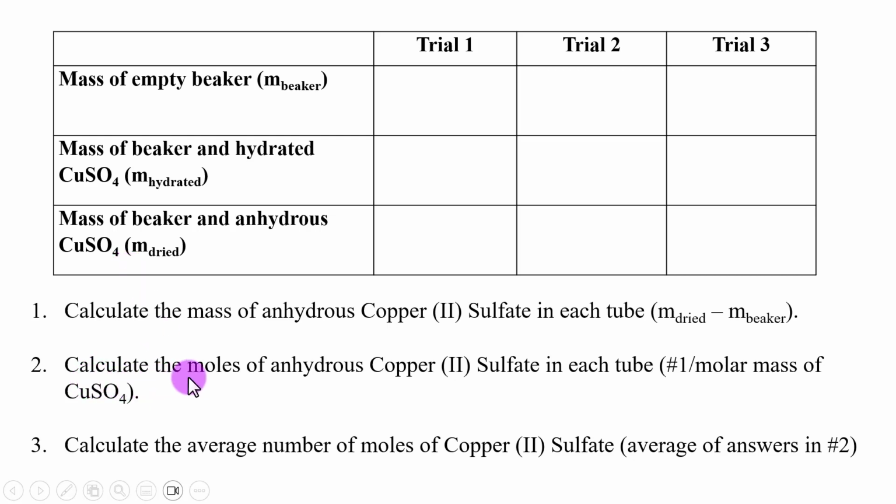The next question asks you to calculate the moles of the anhydrous copper 2 sulfate, where you're going to take the mass that you found from part 1 and you divide that by the molar mass of copper 2 sulfate. So part 1 divided by the molar mass of copper 2 sulfate. Obviously you'll have 3 calculations, just show one in detail and then the other 2 just give the answer. Then in part 3, calculate the average number of moles of copper 2 sulfate, so average the answers in part 2.